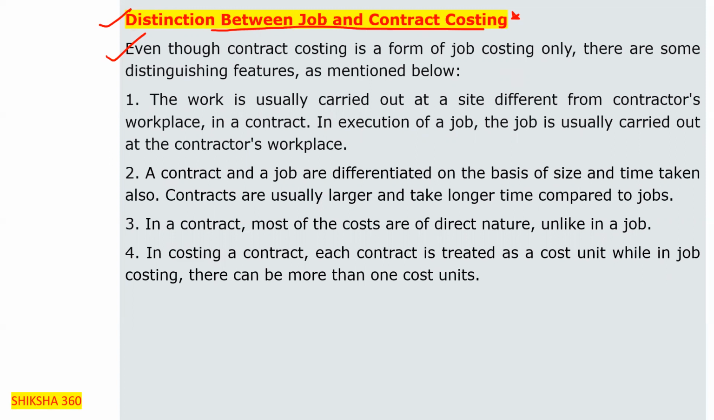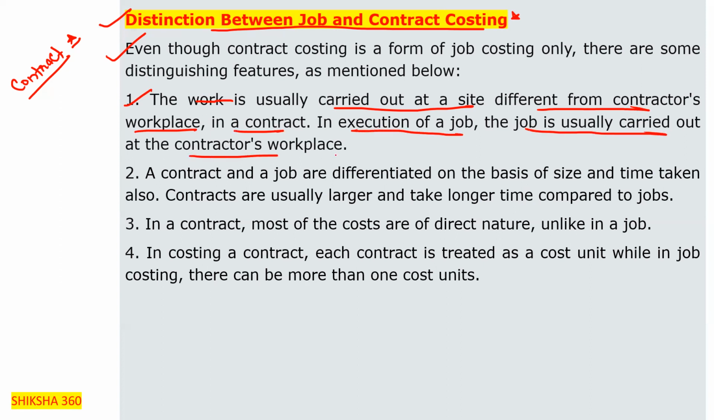First one, the work is usually carried out at a site. In contract costing, the work is carried out at a specific place, where you are building an infrastructure project, such as a bridge. So the contract work is usually carried out at a site different from the contractor's workplace. In a job, the work is usually carried out at the contractor's workplace. Please remember this point.